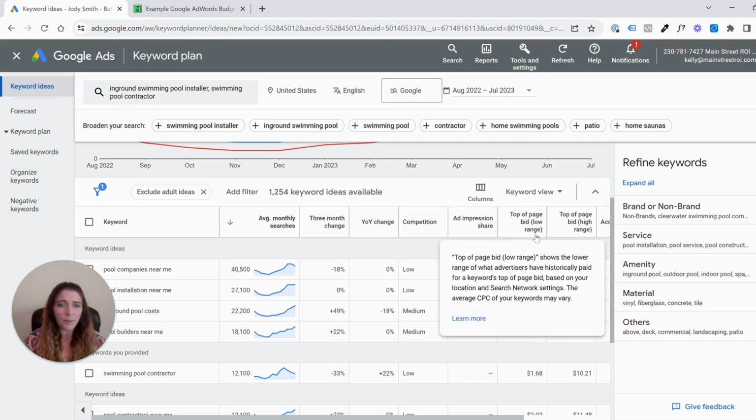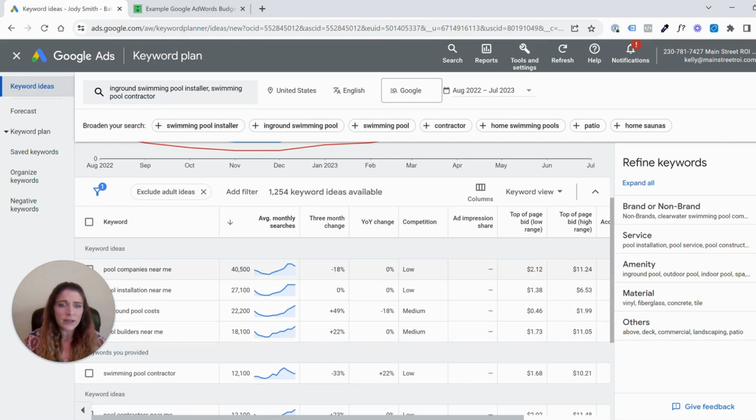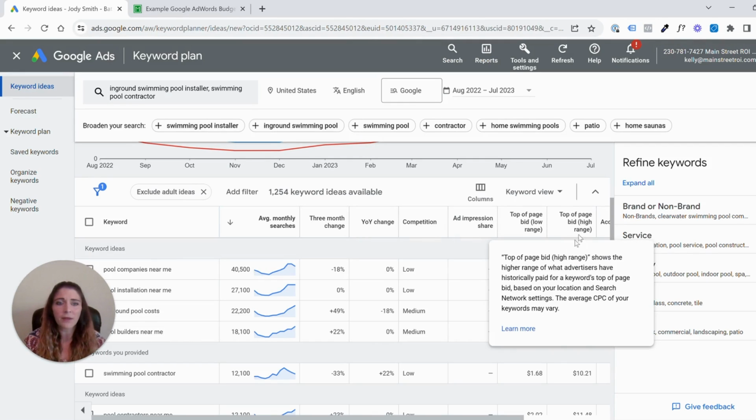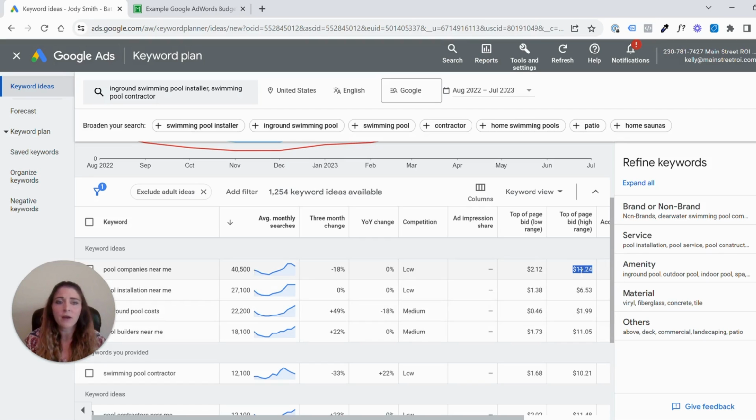You can see the top of the page bid here is $2.12. This is the low range. Probably if you're less likely to see some competition in your area, you'll see the low range top of the page bid. Now, if you're in a highly competitive market, for instance, if you're in Florida, a lot of people need a pool down here, so you're going to see a lot of those contractors. More than likely, you're going to be paying the high range top of page bid for markets where swimming pools are extremely popular in warmer climates. So this is a tool that you can use to get an idea of your average cost per click.